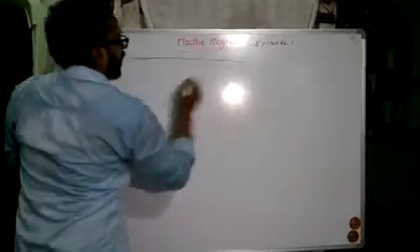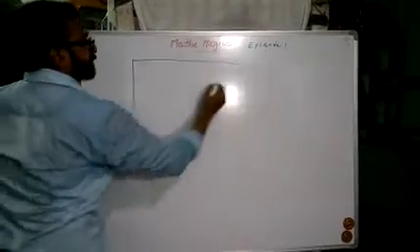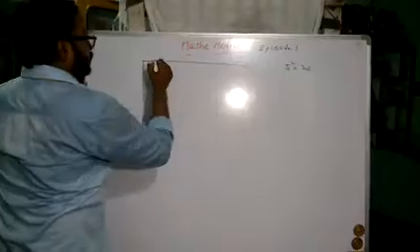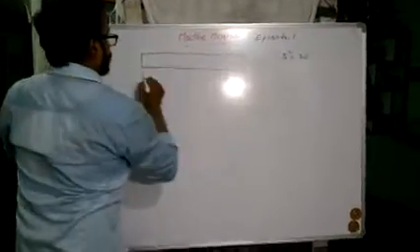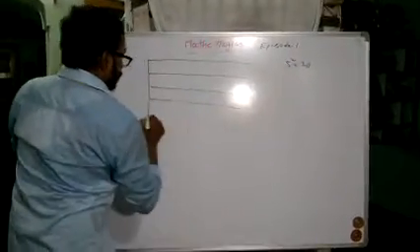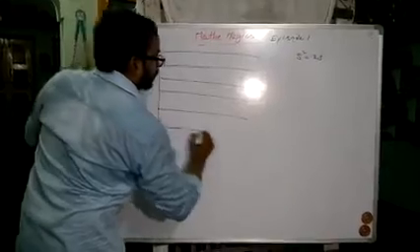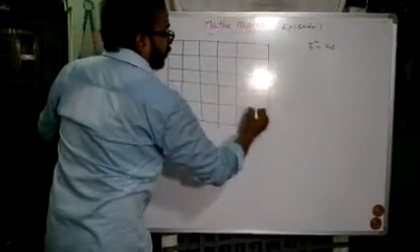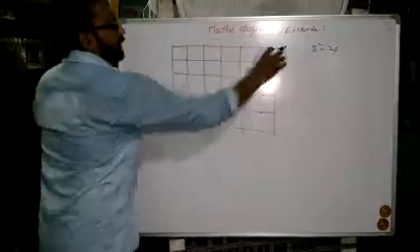Now we go for the 5 by 5 magic square. That is, there are 25 boxes because 5 square equal to 25. There are 25 boxes. There are 5 rows, 1, 2, 3, 4, 5, and 5 columns, 1, 2, 3, 4, 5. Like this, 25.